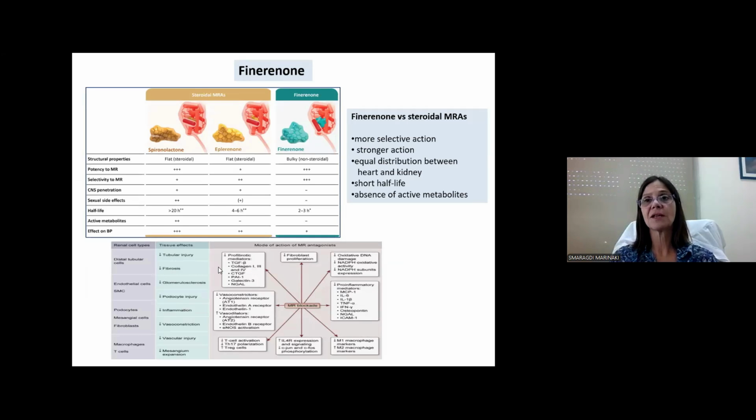Coming now to the other category of drugs, the mineralocorticoid receptor antagonists. The selective antagonist is finerenone. I will not say many things about finerenone, just a few things, because there is a lecture after that. But it is a selective MRA with strong action and equal distribution between heart and kidney, and it slows progression of GFR by reducing oxidative stress and pro-inflammatory pathways.